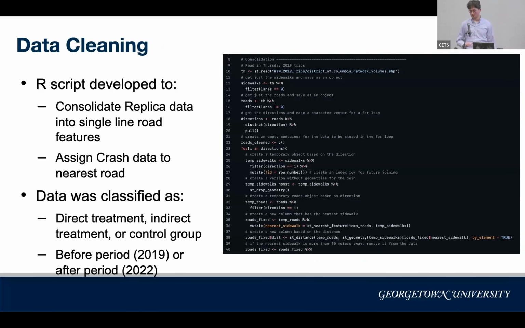Very quickly, too, the Replica data is kind of messy. So we had to develop an R script to consolidate data to single line features. We did a similar thing with crash data. We had to assign crash data to single line features to simplify the analysis. Very complicated. Replica data has data for both directions of the road and sidewalks. We had to collapse everything. And then we assigned the data a group, treatment or control, and then before and after.